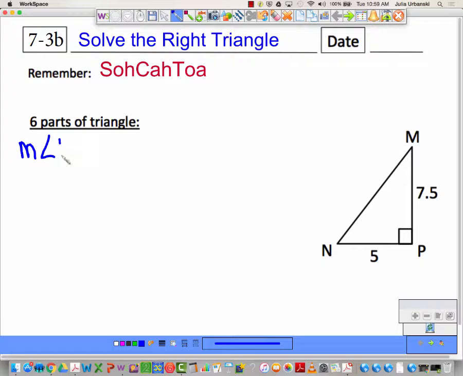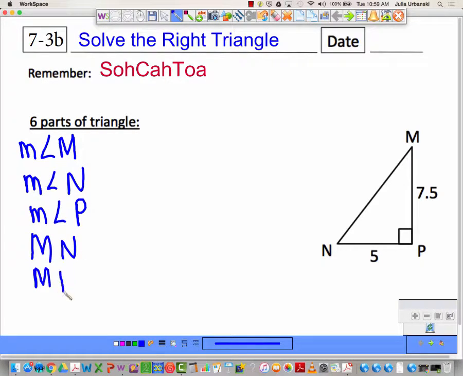Good. I heard all of those. Angle M, angle N, and angle P. Name for me, please, 3 sides that you see there. N, P. Good.